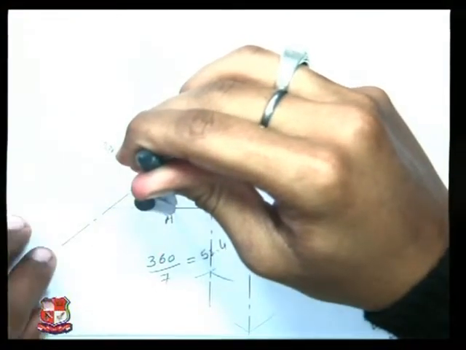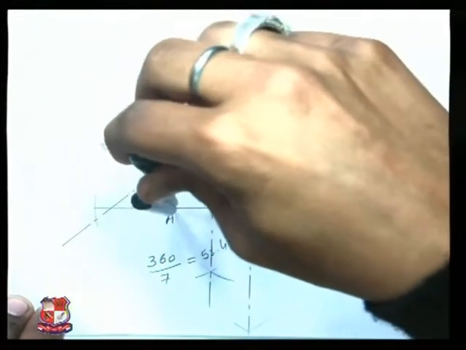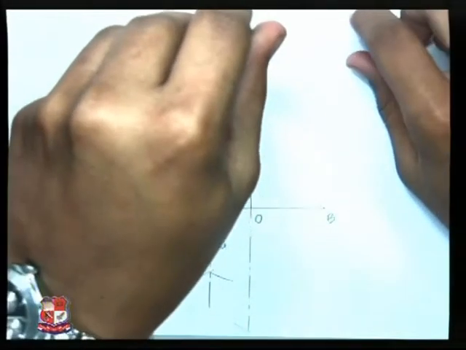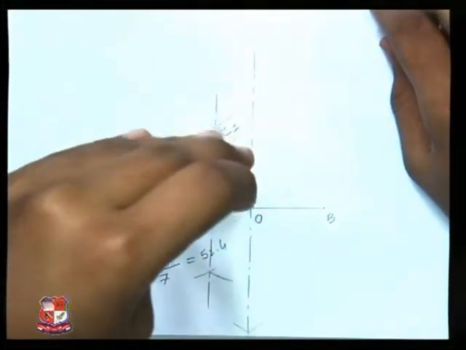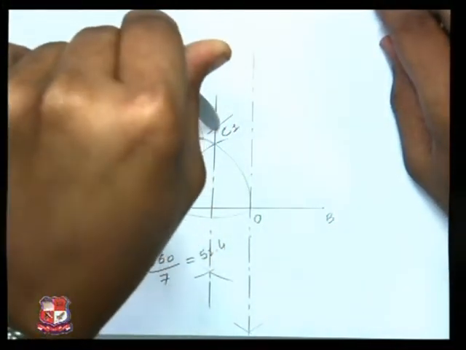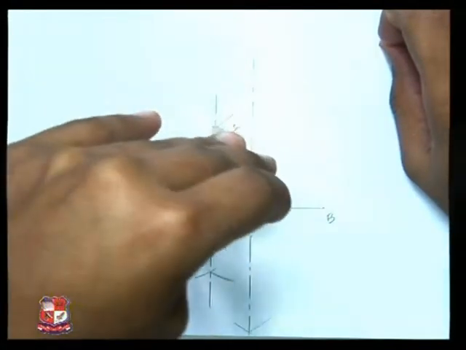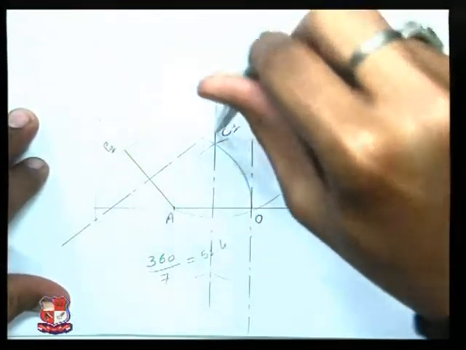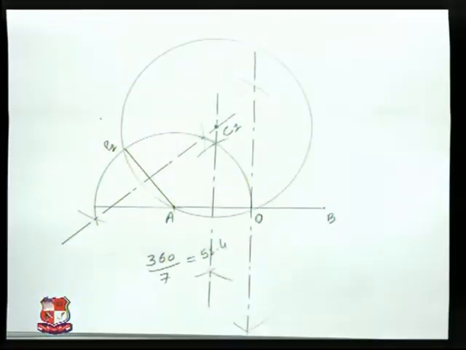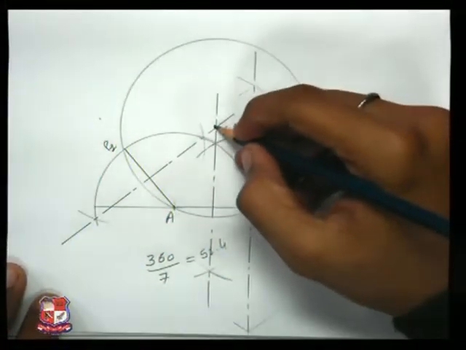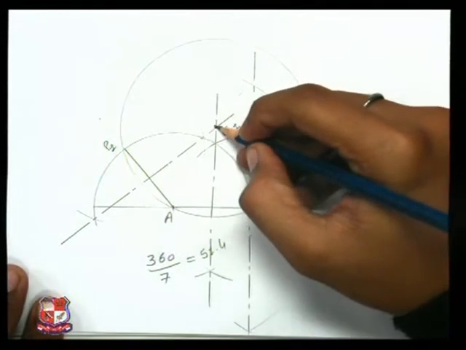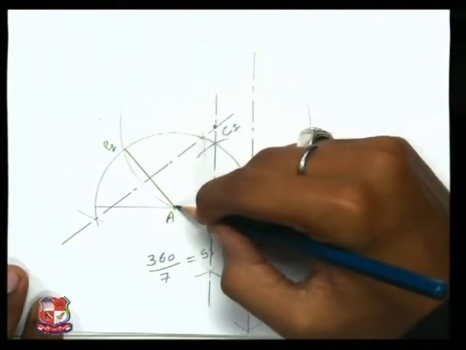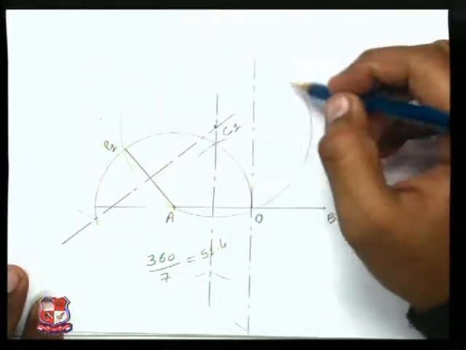Taking C1 as center and C1A as radius, we have drawn a circle.